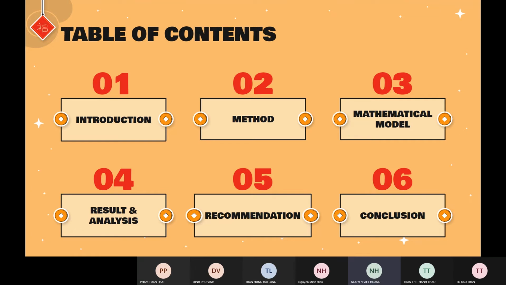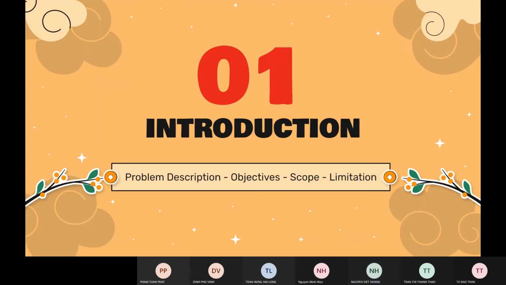First, introduction. Second is method. Third is mathematical model. Then we go to result analysis, recommendation, and finally the conclusion. First, I will go to the introduction.